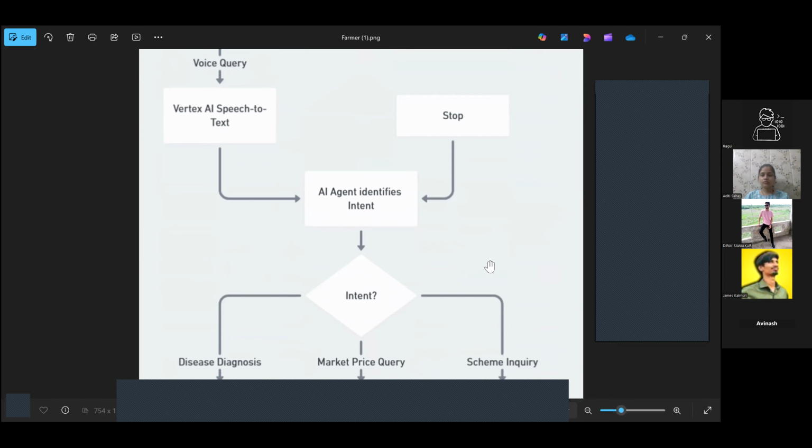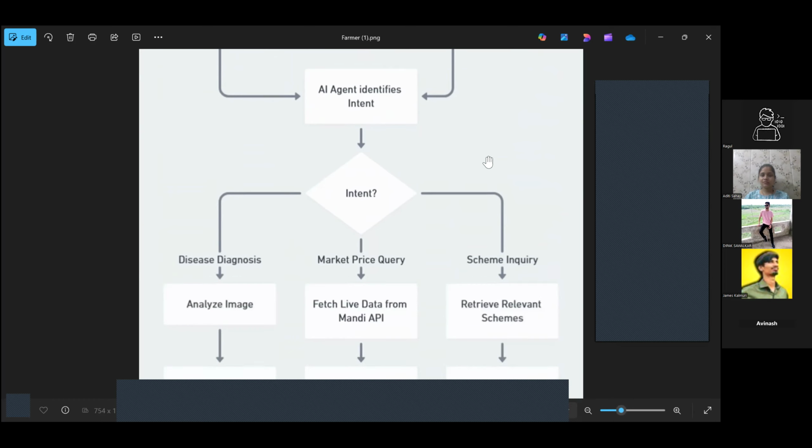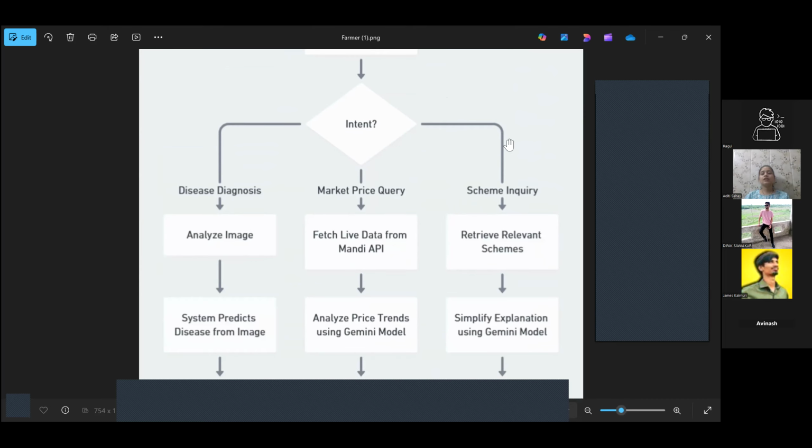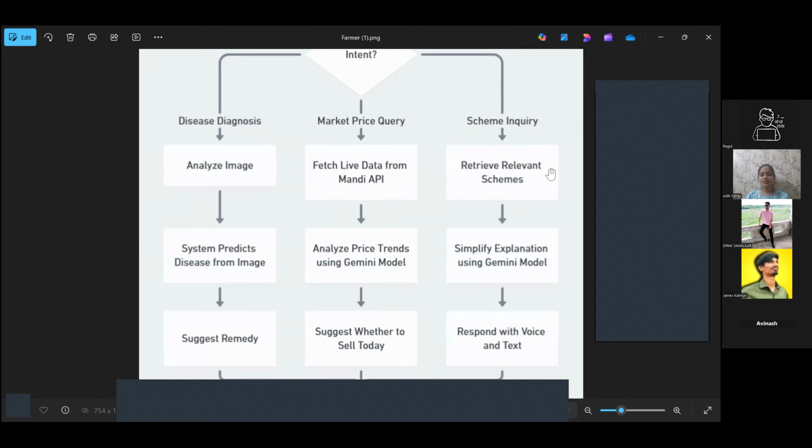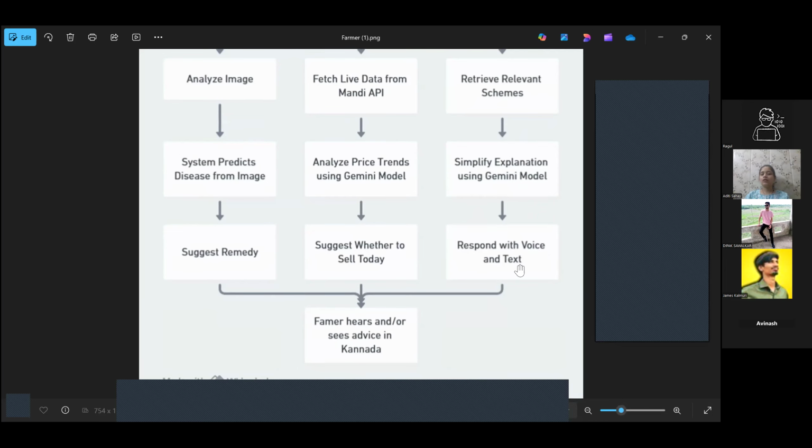I already said some feedback in the chat. Can you please go down? Like, suggest whether to sell today. It was not there, right? We didn't think of this. A person can check the mandi price, the current price, but the suggestion was not there.